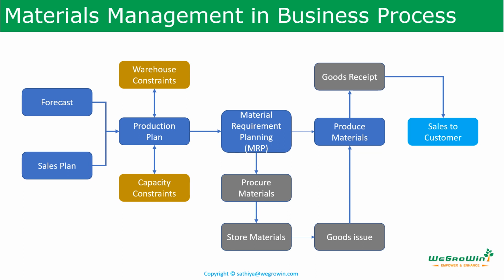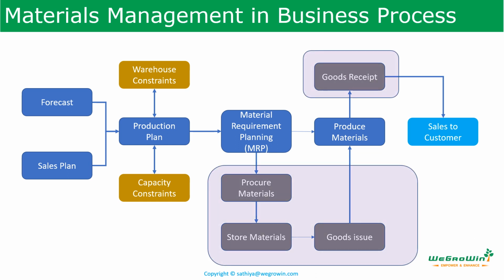Here we see the overall manufacturing process, starting from the forecast, then production plan, MRP, procurement, production, and selling to the customer. In this, where is materials management coming in? Materials management comes from procuring the materials, then storing, that is inventory handling, goods issue and goods receipt, which is also inventory management. These are the main areas of materials management in the business process.